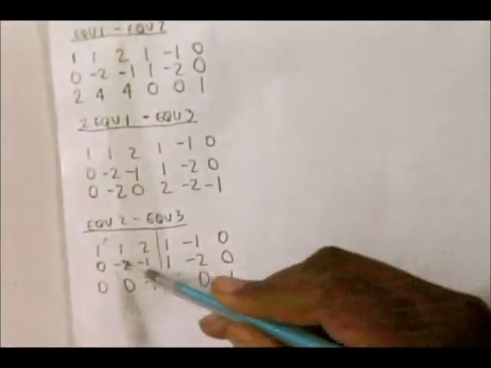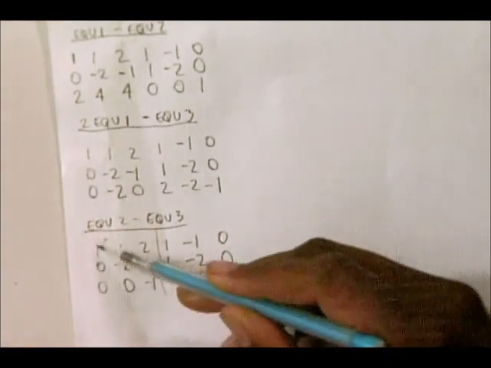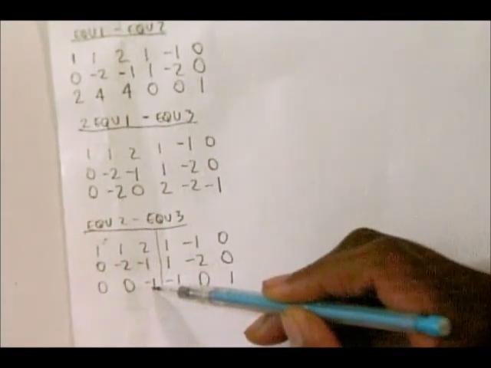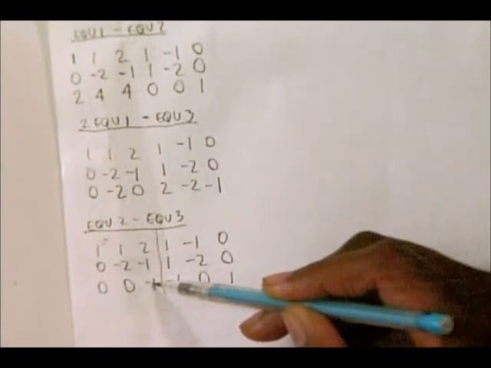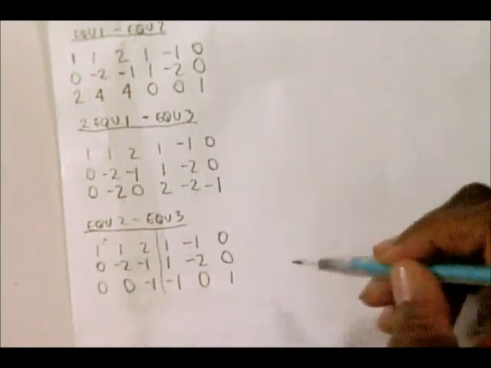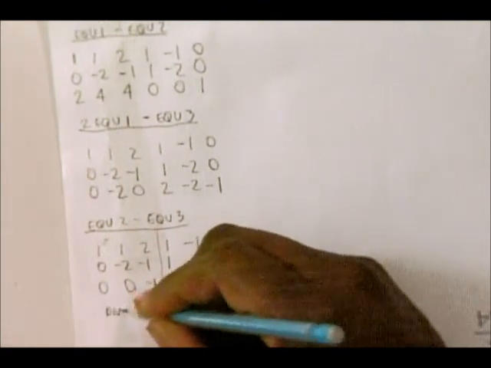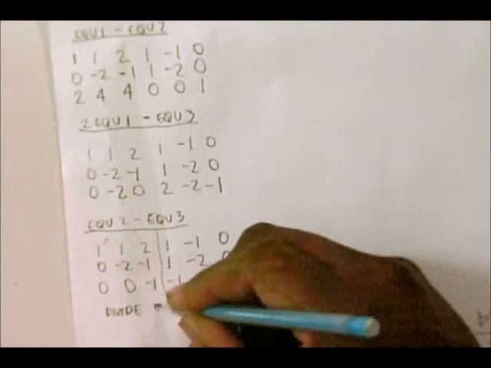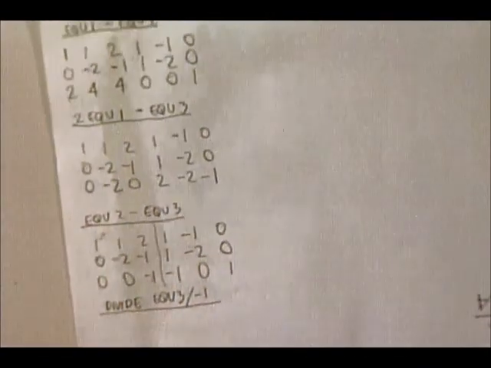All right, so we want this to be a 1. So we're going in this L shape. We want that to be a 1. All right, so what we're going to do is just divide by a negative 1 for this bottom row to make that a 1. All right, so let's just divide equation 3 by a negative 1.